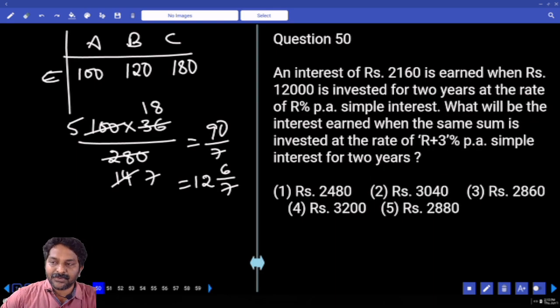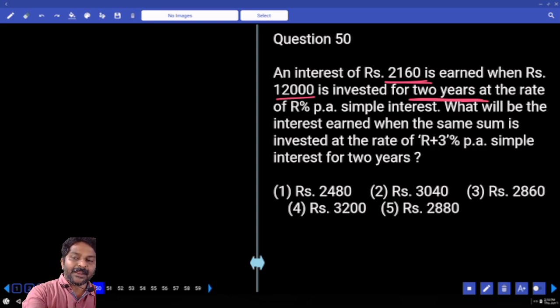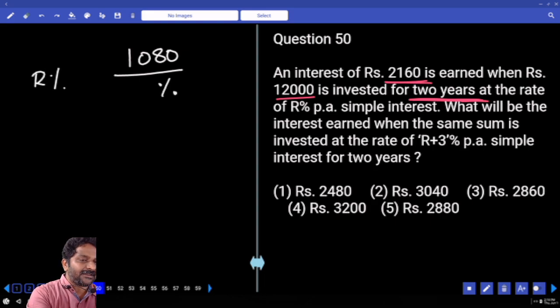An interest of 2160 is earned when 12,000 is invested for 2 years at the rate of r% per annum. Now, what is 1% value? 120. 2160 is interest obtained for how many years? Then per year it is equal to 1080. Correct. If I divide this number with 1% value, can we get rate of interest here?